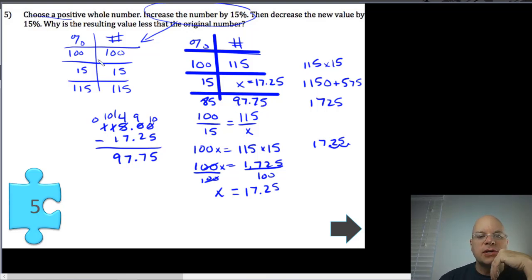So when we increased the number by 15% and then decreased it by 15%, we ended up with a number that's less than the number we started with. And the reason that's true is because our starting number was 100, and 15% of 100 is less than 15% of a larger number, 115. So when we redefine the whole, when we redefine the 100% as this larger number, when we take 15% of that larger number, we get a larger amount for the 15%, and that's why we end up with less than we started with when we do those two operations.